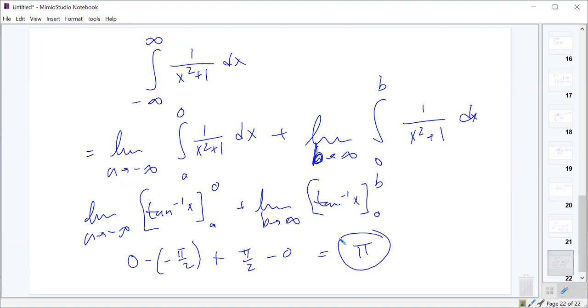So if you have infinite limits on both sides, you've got to split. If you have a vertical asymptote in the middle, then you've got to split it at that vertical asymptote, and use a limit for that vertical asymptote.